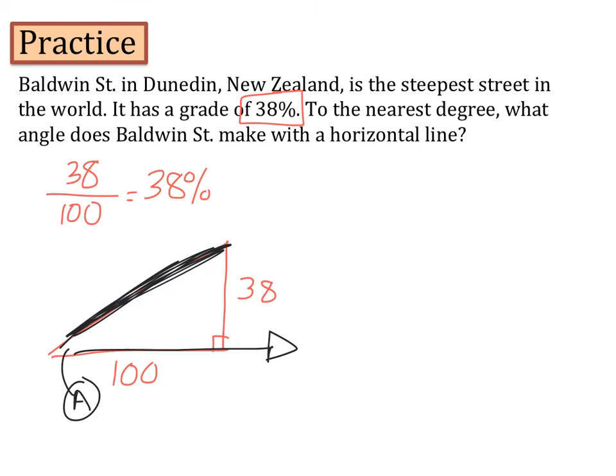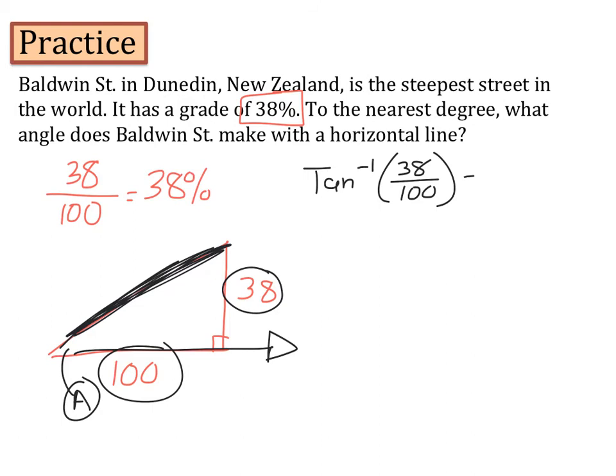So we're going to use our opposite over adjacent once again. So we'll just skip a step and do our inverse tangent of 38 over 100. And that's going to give us the measure of angle A. So the measure of angle A is going to be about 21 degrees.